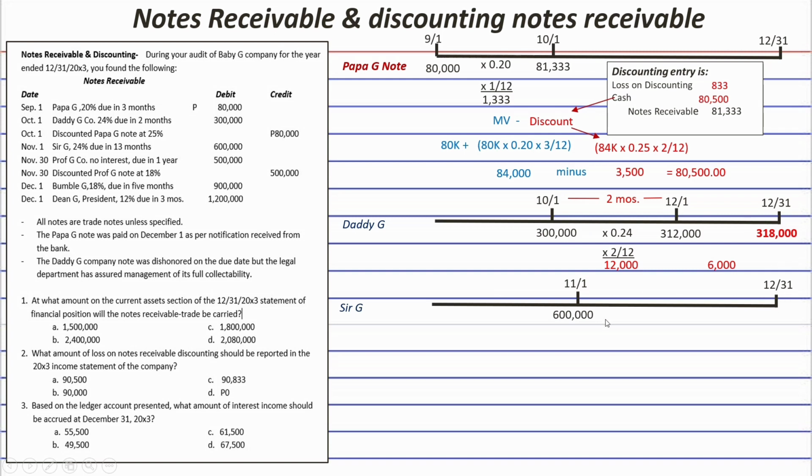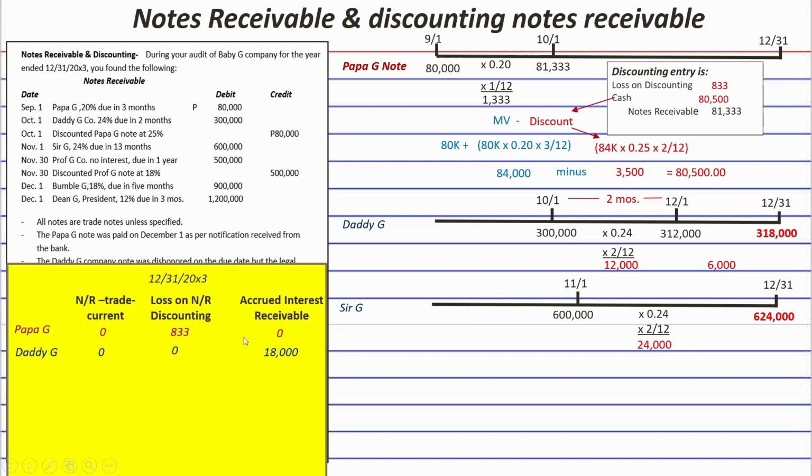We have 600,000 times 0.24, and then multiply it with 2 months over 12 months, and we get an interest of 24,000. So the total receivable of Baby G is 624,000: 600,000 is for the note receivable and 24,000 for the interest receivable. And that's it. Now, let's plot.